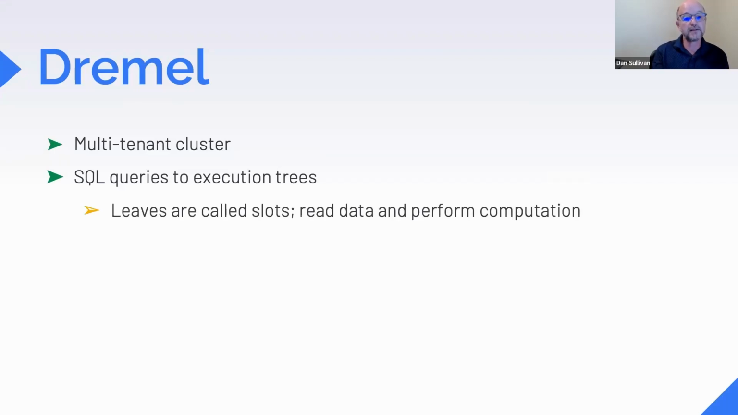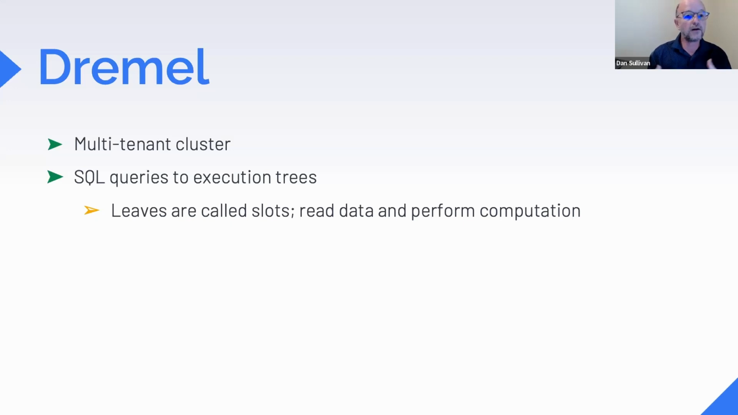Now, Dremel is organized into a tree. The leaves are the bottom of the tree. Those are called slots. And slots are the things that actually read data and perform a computation. A slot is an abstraction of a certain amount of compute and a certain amount of memory. We can think of it as not necessarily a container, but a unit of computation, a unit that we can do work with.